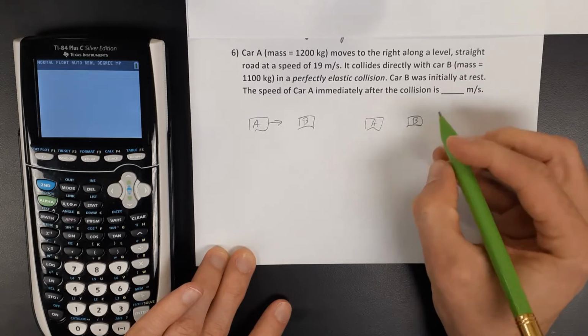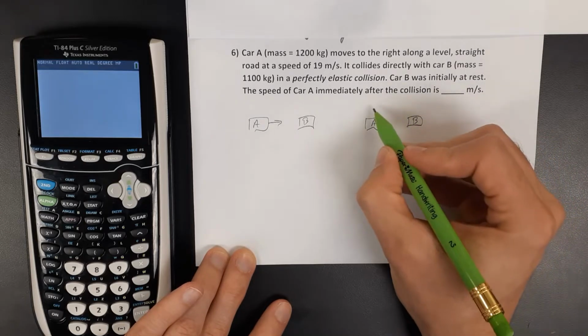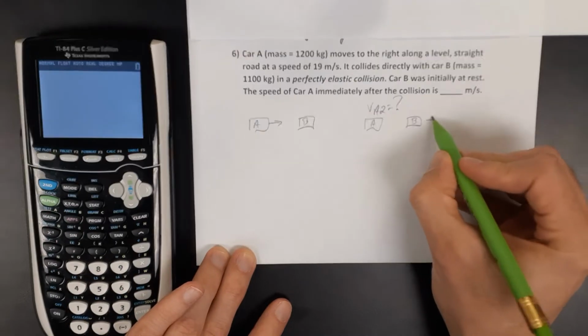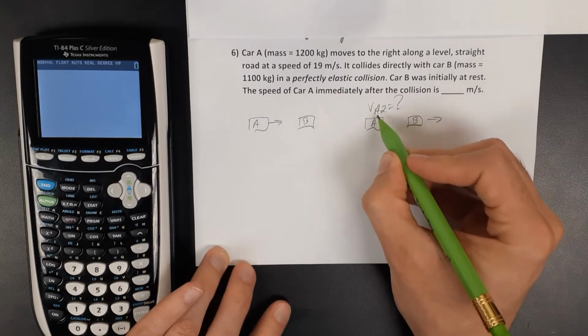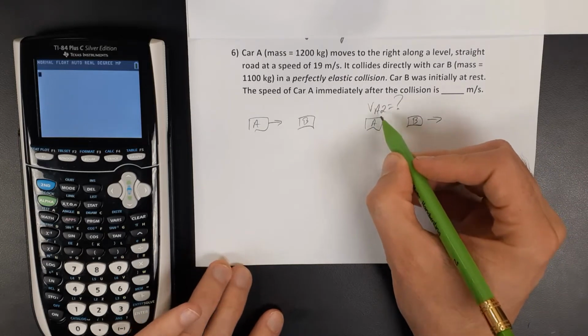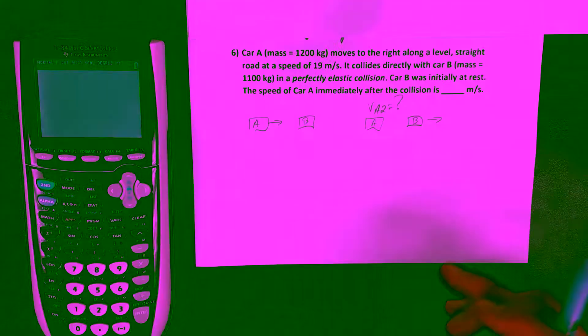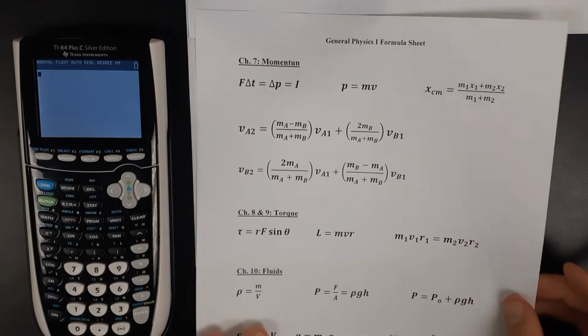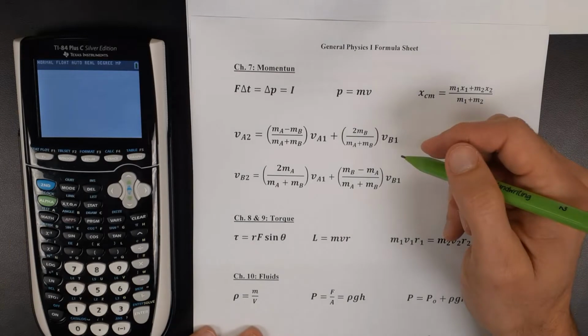And so now both cars are moving. We want to know what is the speed of A after the collision. So velocity of A2, speed of A after. And so for my students, on your formula sheet for chapter 7, talking about conservation of momentum and kinetic energy.